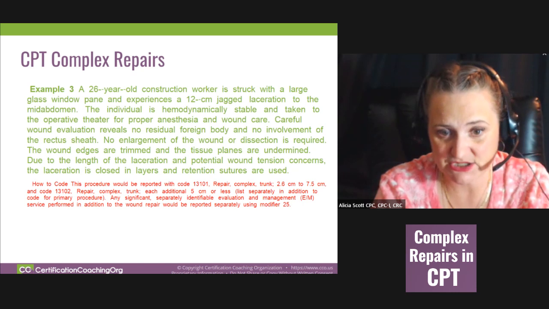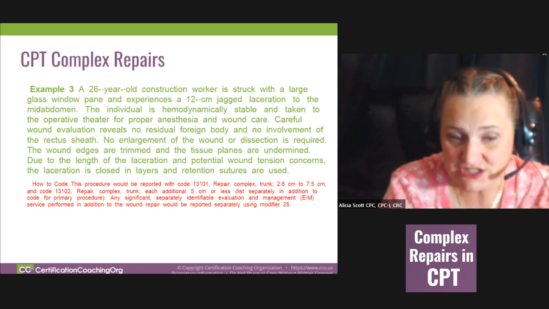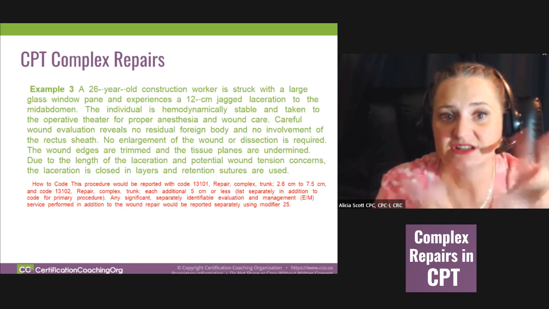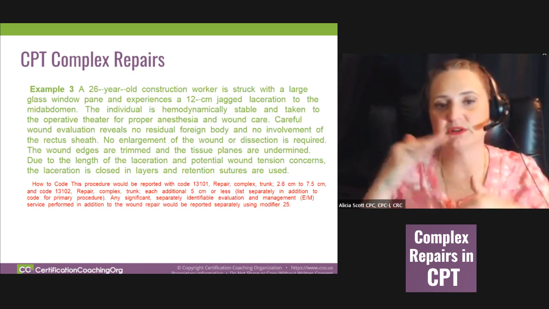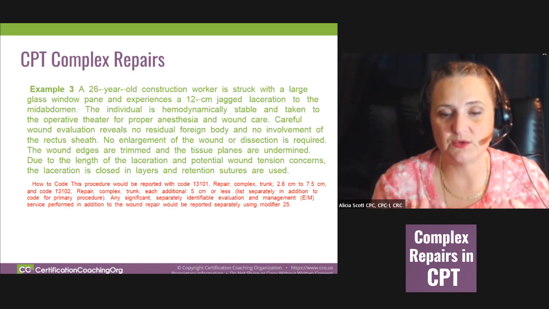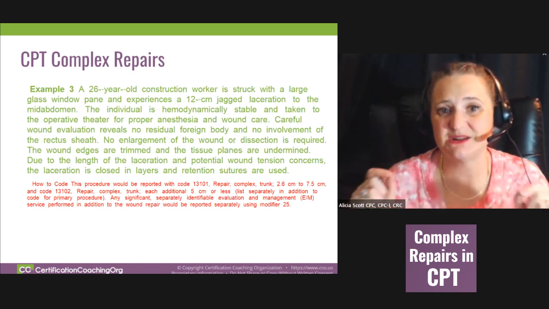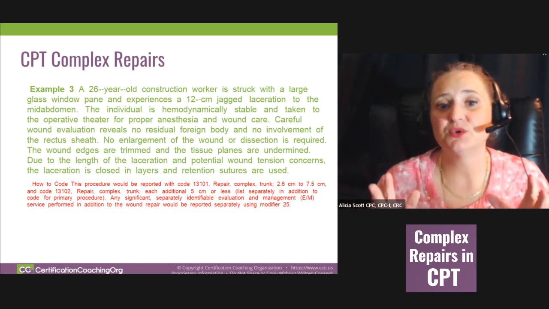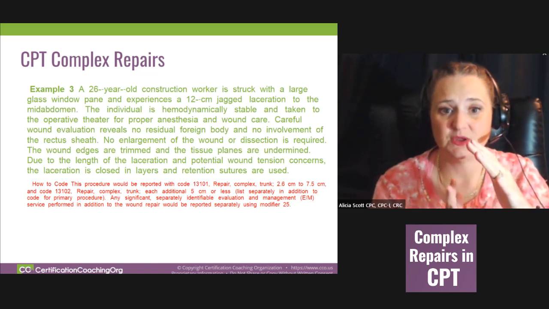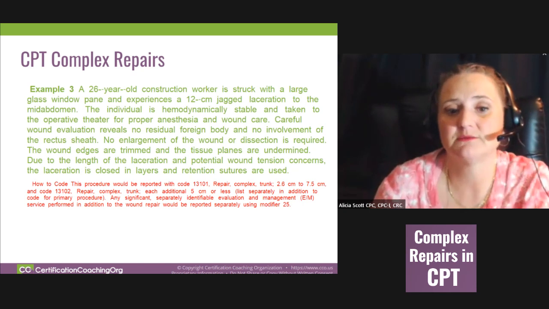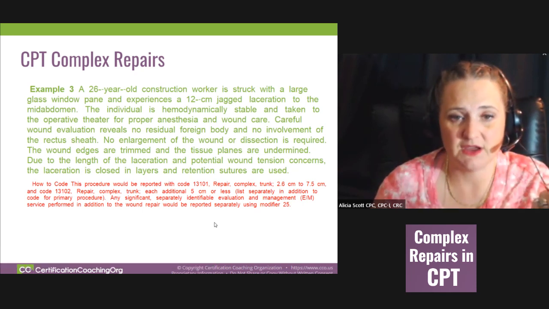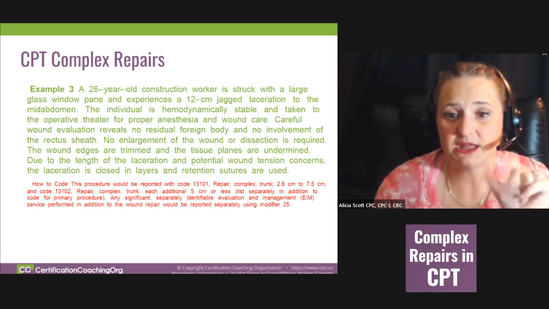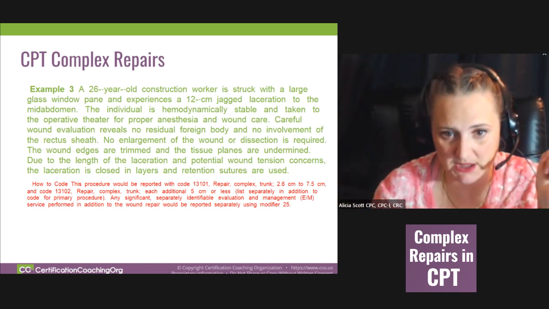Due to the length of the laceration and potential wound tension concerns, the laceration is closed in layers, ding, ding, ding, and retention sutures are used. So layers, we got multiple layers. There you got complex. Also, the fact that we have a 12-centimeter, that's really quite large. So there we go with that measurement, height, width type thing. Think of that in your brain. So again, always with repairs, you've got to pick if it's simple, intermediate, or complex. What's the length and where's the body part that's being sutured?